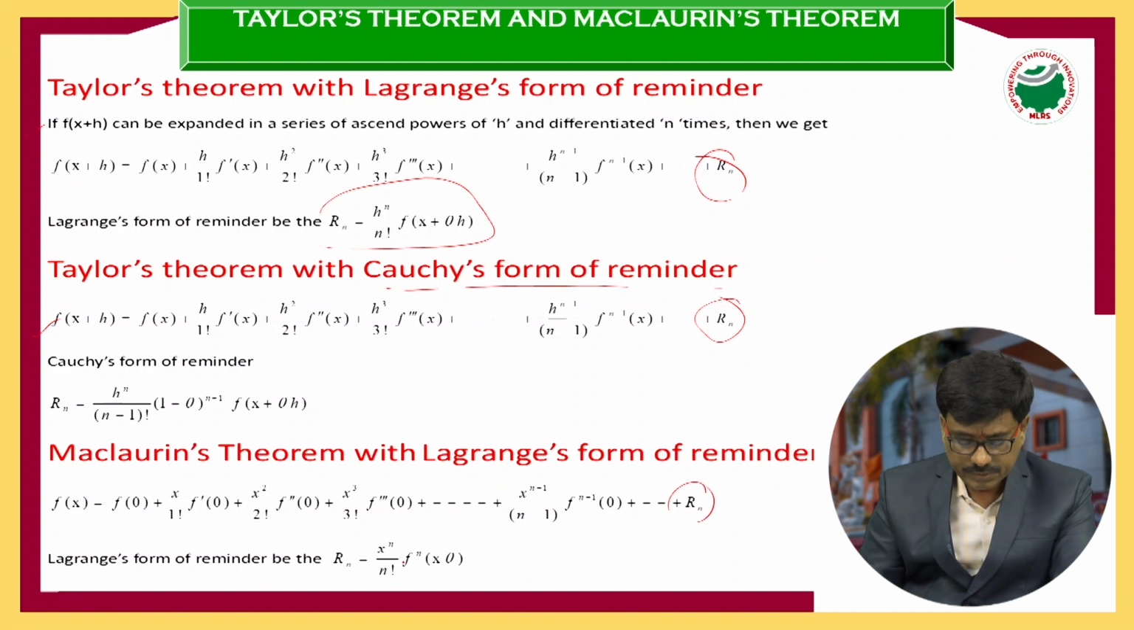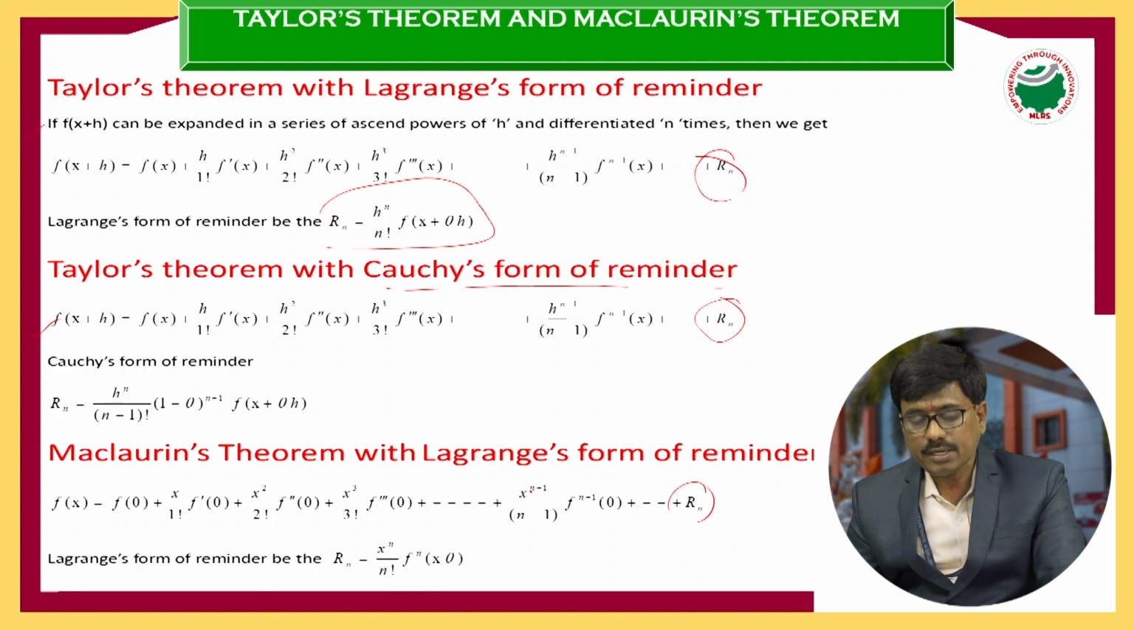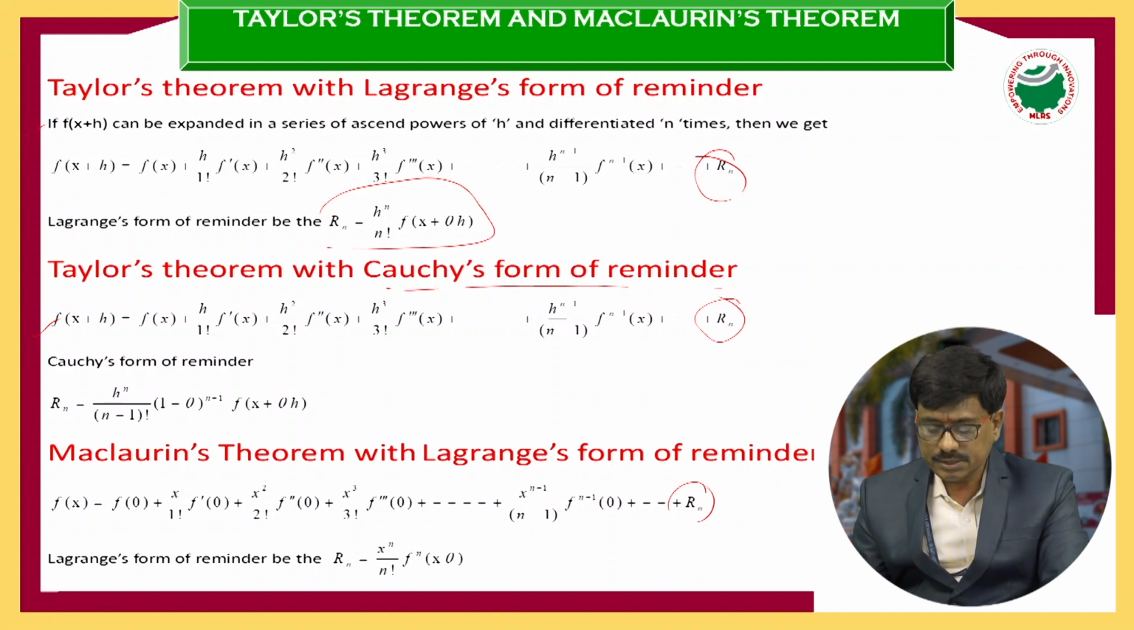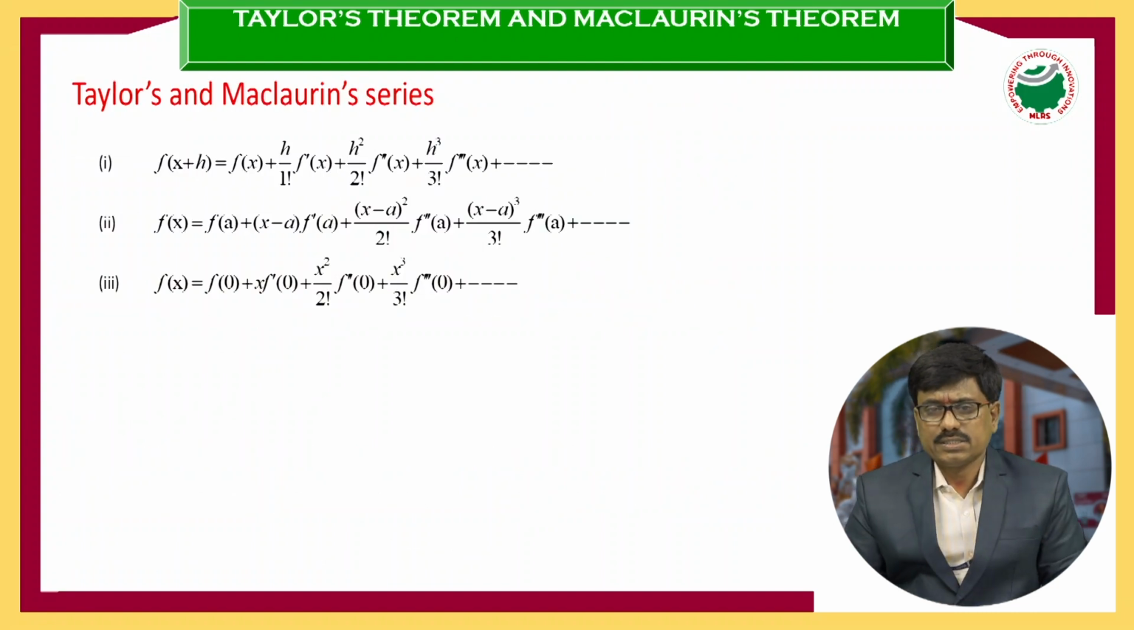Then the Lagrange's form of the remainder is x^n/n! into f^n(θx), where theta value lies between 0 and 1. Okay, these are Taylor's theorem in the form of Lagrange's remainder as well as Cauchy's remainder, and Maclaurin's theorem in the form of Lagrange's remainder. Let us go with how these series are expanded.